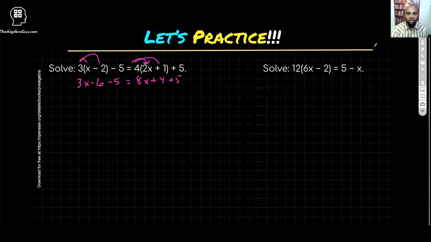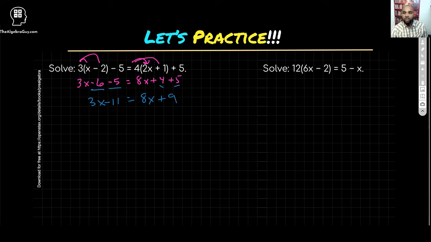So let's simplify. Combining like terms, -6 and -5, 3x minus 11. Combining again like terms, 4 and 5, which is 9, so 8x plus 9.